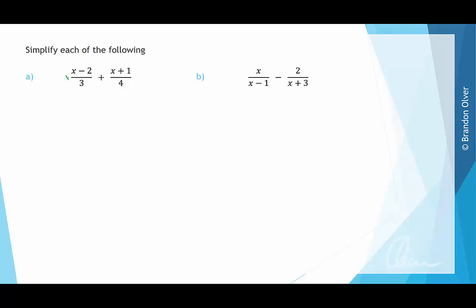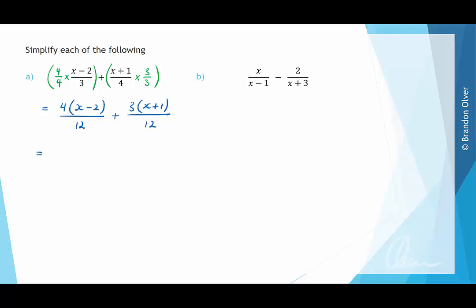So we're going to multiply this fraction by 4/4, a fraction equivalent to 1, which will give a denominator of 12. And then we're going to multiply this fraction by 3/3. Doing that won't change the size of the fractions, they'll just get a common denominator. Therefore, this will be equal to 4(x − 2)/12, and then we add on to that 3(x + 1)/12.